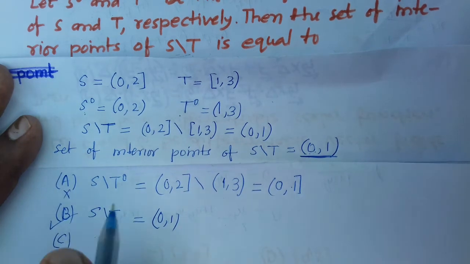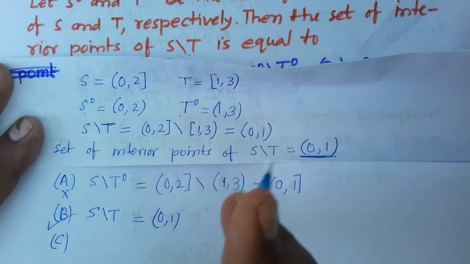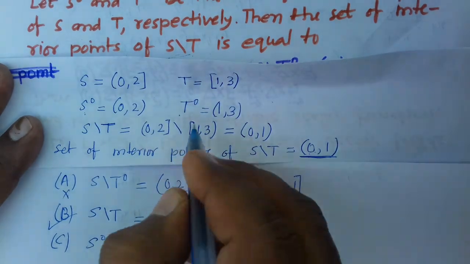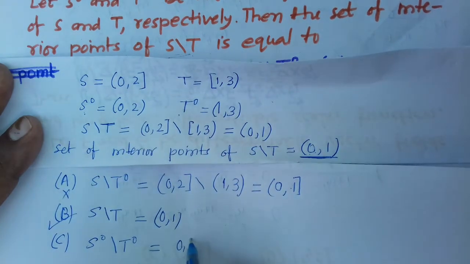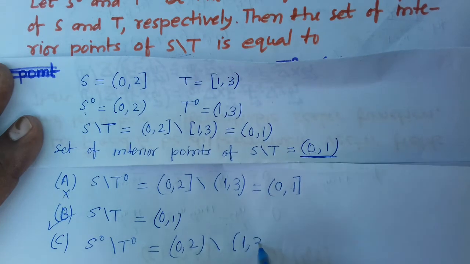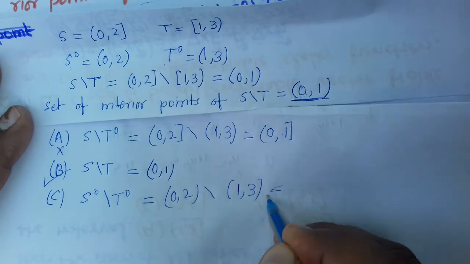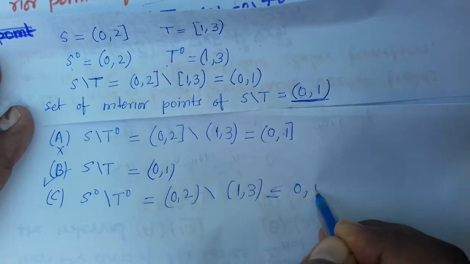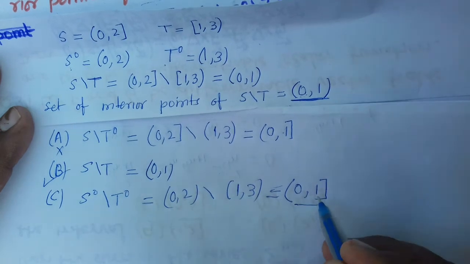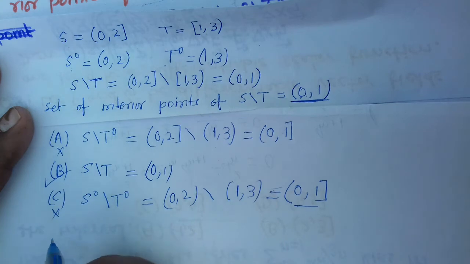Let us see option C. In option C you see S degree oblique T degree. S degree is here 0 to 2. Oblique T degree is 1 to 3. If you find this, then this will be 0 open and closed at 1. And you see this interval is not equal to this interval. So C is our incorrect option.